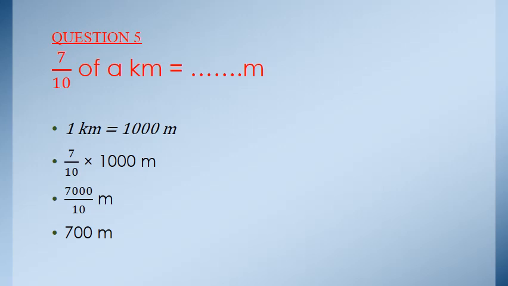Now our fraction came out to be 7000 upon 10 meter. Reducing this fraction, our answer will be 700 meters. So 7 upon 10 of a kilometer is equal to 700 meter.